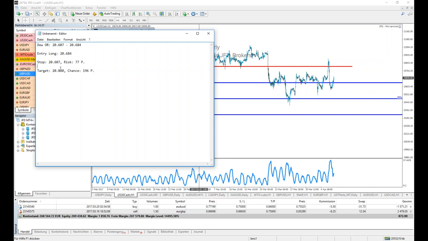But as already stated here, 196 points from the current level, somehow I do not have so much optimism right now to see such a run. But this is something where I would place my stop. I don't expect the take profit. I do not expect the market to push above this level.